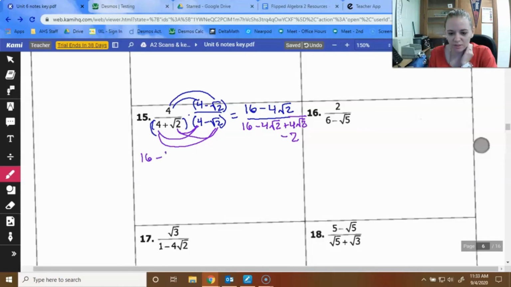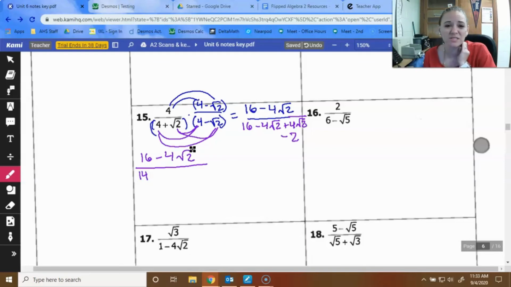So let's go ahead and write it out again. Feel free to write out as many steps as you can. We can also combine this. 16 minus 2. Let's go ahead and do that. Move the 2 over, and that would be a 14. And then this is what happens here. Minus 4 radical 2 plus 4 radical 2.